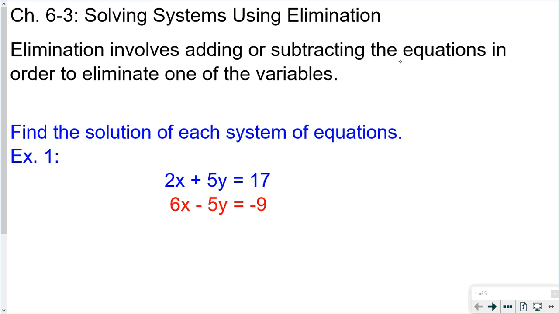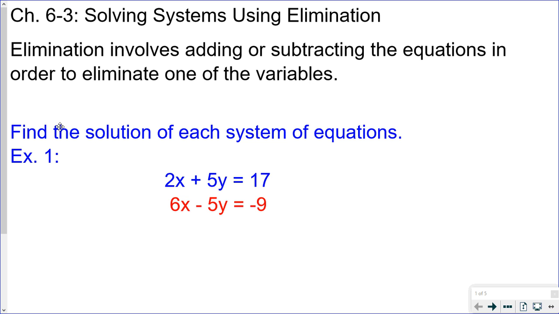So just a quick review, a system of equations is just two or more equations. And when we're looking for the solution to those, what we're looking for is an XY ordered pair that will make both of these equations true. All right, so how does elimination work? Elimination involves adding or subtracting the equations in order to eliminate one of the variables.